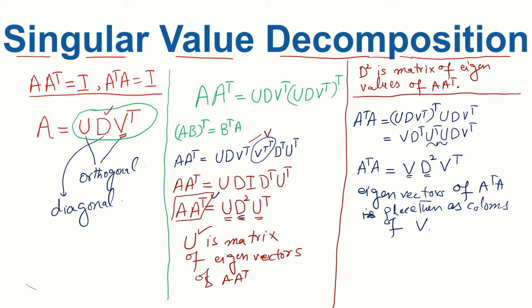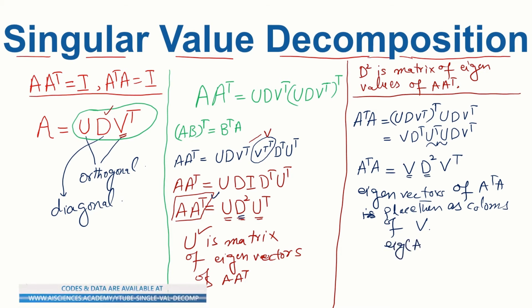Once we have U, D, and V, no problem. And that is called singular value decomposition. So the algorithm is really simple. Compute the eigenvalues and eigenvectors of A A transpose. Compute the eigenvalues and eigenvectors of A transpose A. And then you have your U, your D, and your V. And this particular decomposition is called singular value decomposition.